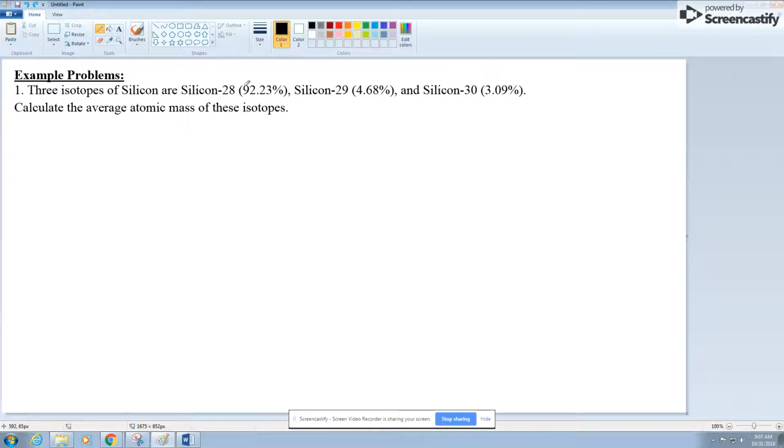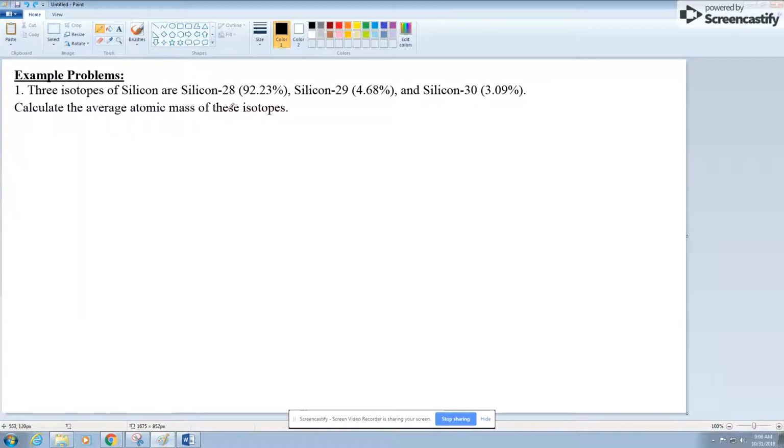So if you have a handful of silicon, 92.23% of it is silicon that weighs 28 atomic mass units. And then 4.68% is this isotope, and 3.09% of that handful would be silicon 30. Okay? The most stable isotope is the one that there's the most of. Okay?